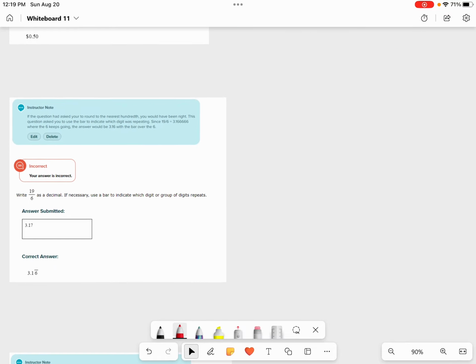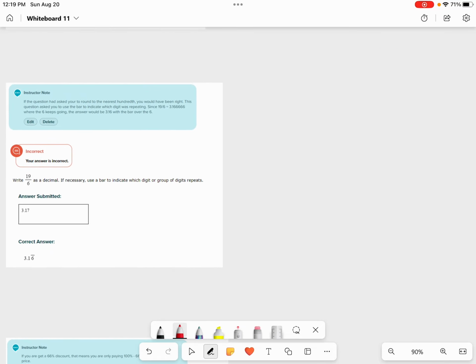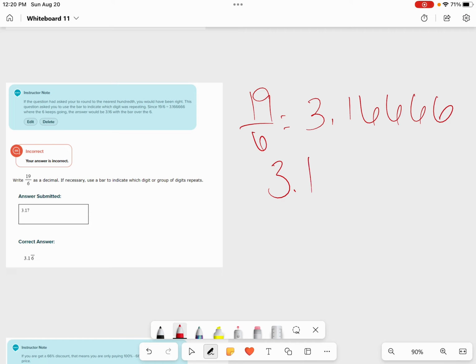All right, and the next problem says write 19/6 as a decimal. If necessary, use a bar to indicate which digit or group of digits repeats. I see what you did is you rounded to the nearest hundredth instead of using the bar that it indicated. If you do 19 divided by 6, you get 3.16, and the 6 repeats forever. So what it wanted you to do was just put a bar over the first number that repeats instead of rounding.